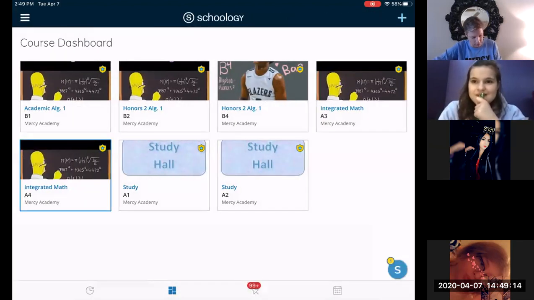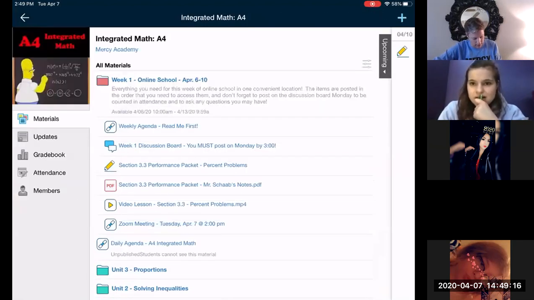You open up A4, you open up week 1, and then, I don't have a laser pointer, but let's see, the section 3.3 performance packet percent problems. That's the only assignment that's in that folder. So that's where you're going to put your assignment when you're done.